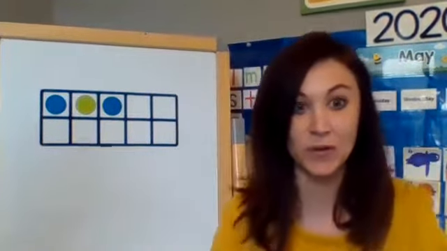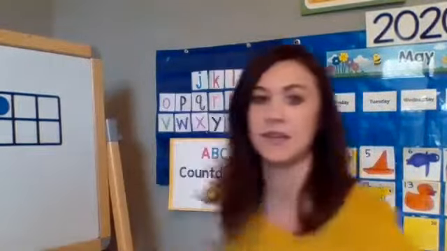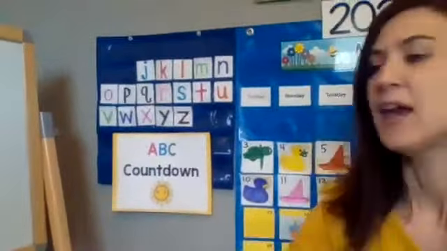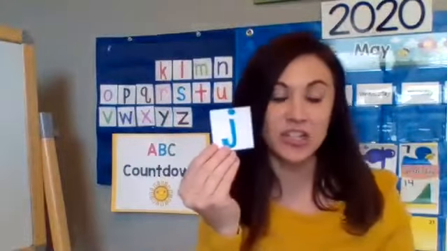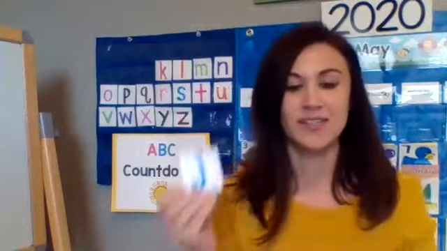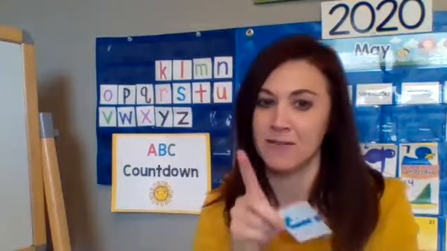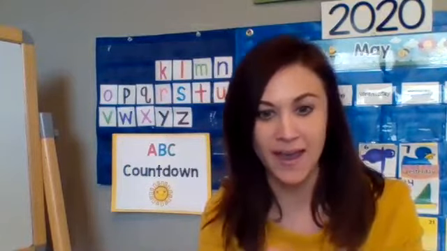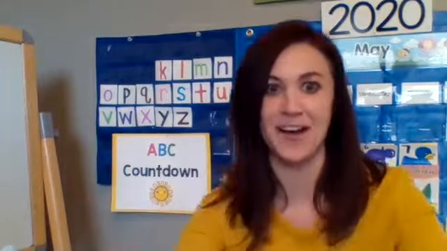All right, the next thing we're going to do is I'm going to move my board back so that you can see the ABC countdown behind me. And we are going to take away the letter J. And letter J makes the J sound. J is for jumping jack. In your lesson today, there is a really fun video that you are going to want to try, and it's a jumping jack video. So give it a try today. It's a lot of fun. I tried it earlier today.